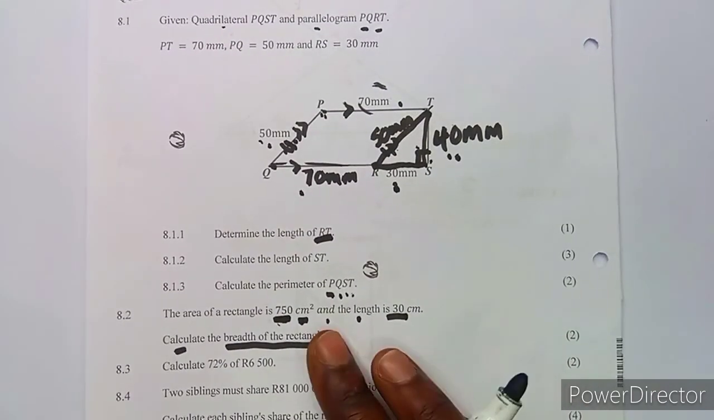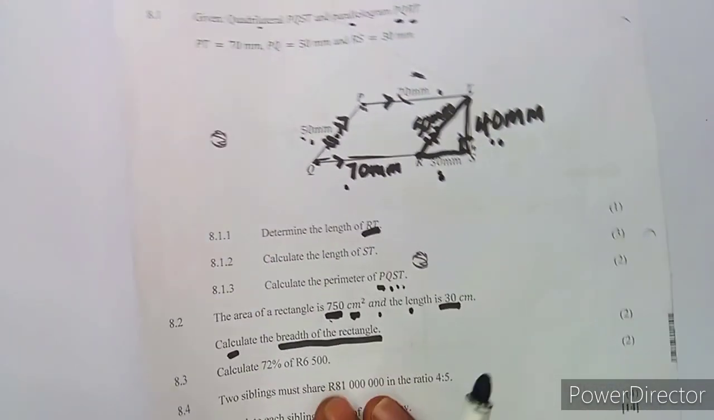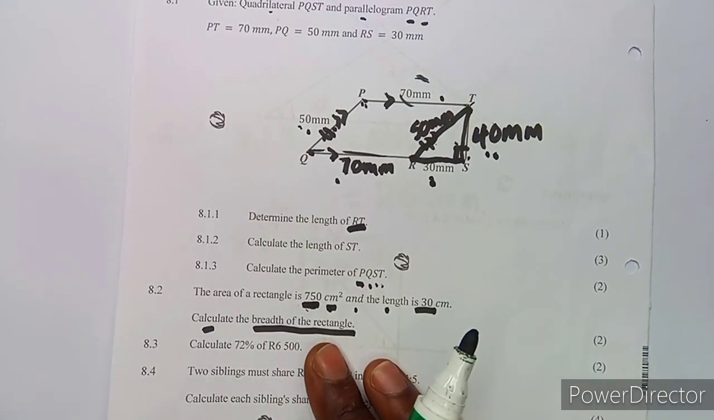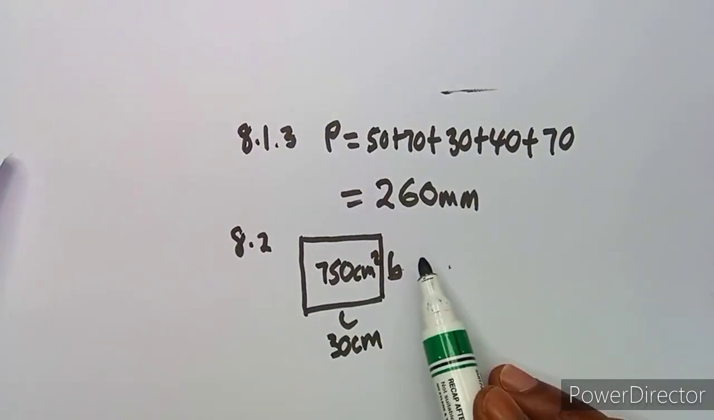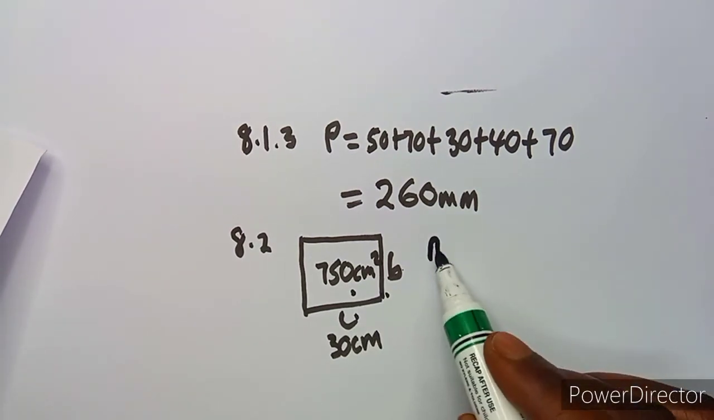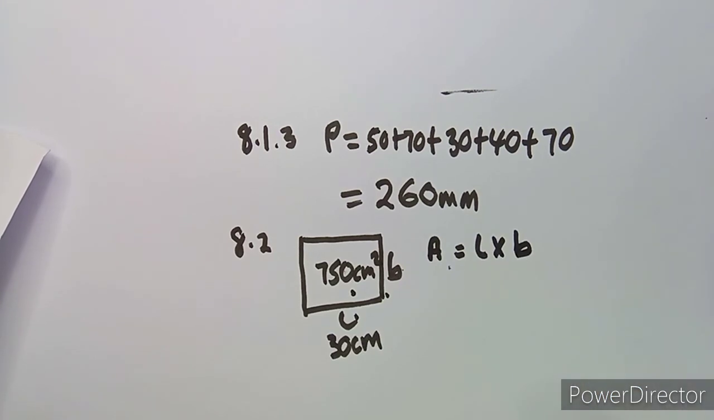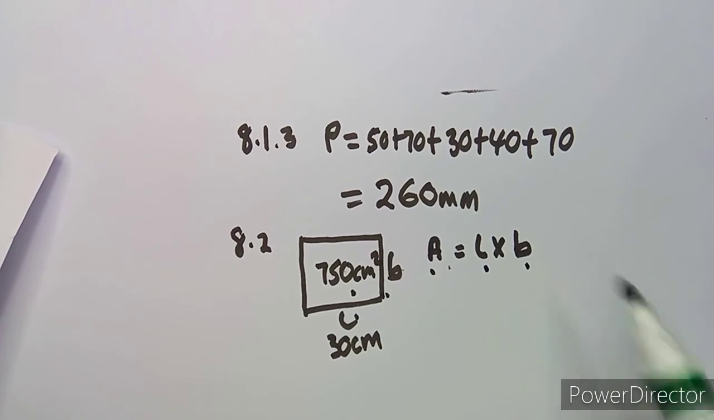You are given that the length is 30 centimeters. Then you are asked to calculate the breadth of the rectangle. What can I do, or which information can I use? I know this relationship between the area, the length and the breadth: the area of a rectangle is equal to the length times the breadth.